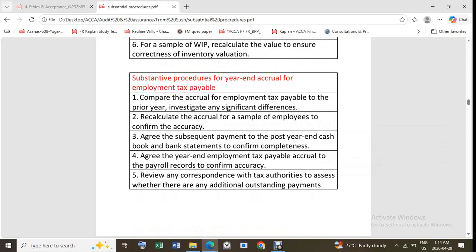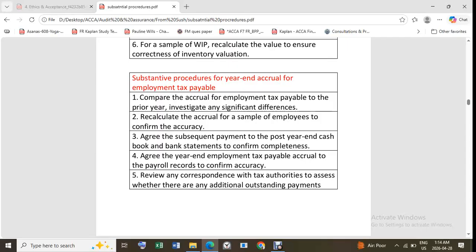Substantive procedure for year-end accrual for employment tax payable. Number 1, compare the accrual for employment tax payable to the prior year. Investigate any significant difference. If there is any significant difference, there will be a reason why. Is there any change in the number of employees so that the employment tax payable has changed, or has the salary expense increased? The reasons for those differences should be reasonable. Then only can the auditor accept.